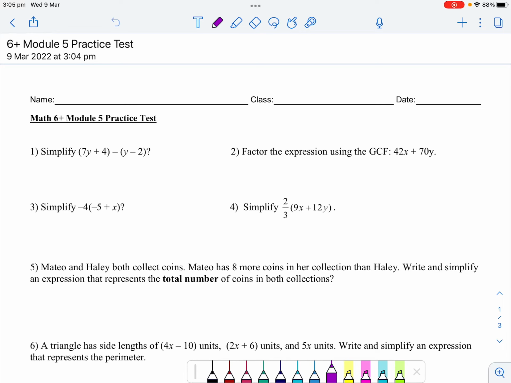Hey everyone, today we're going to talk about the Module 5 practice test. So I'm going to go through each question showing all of my work.